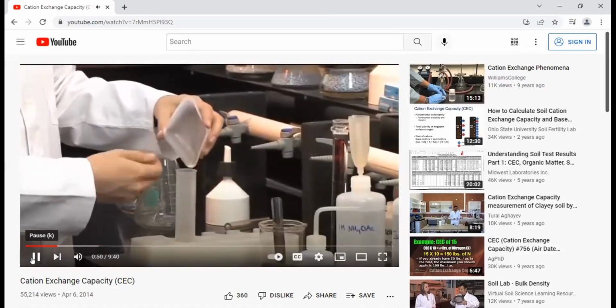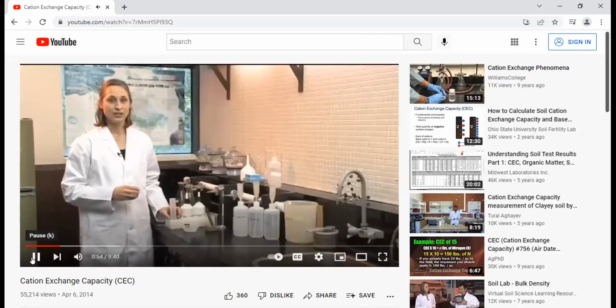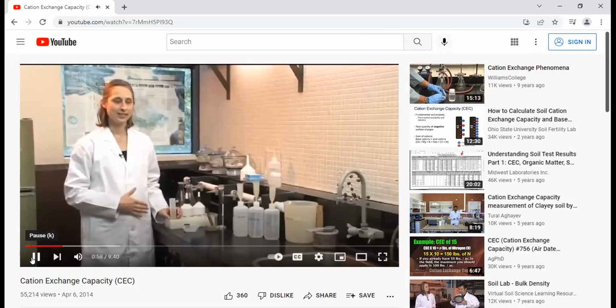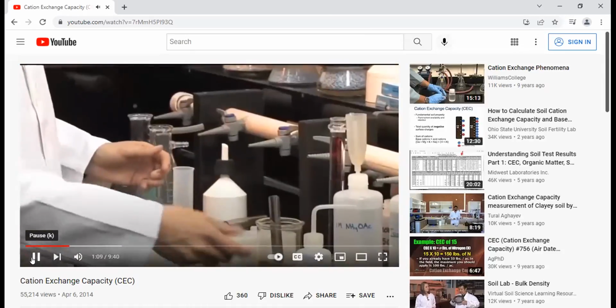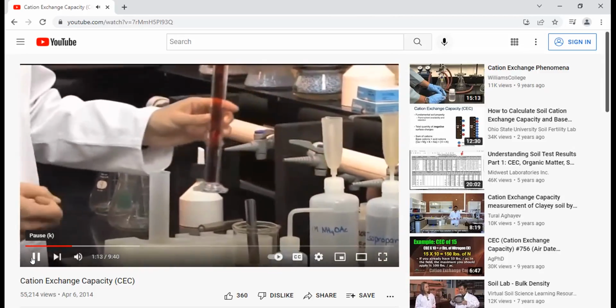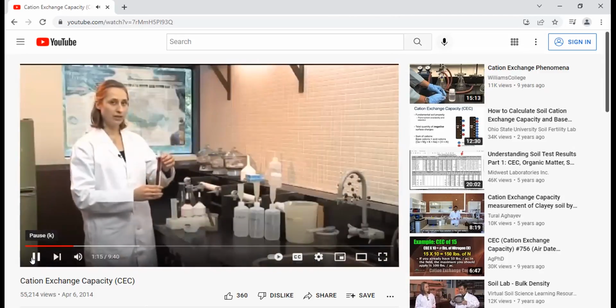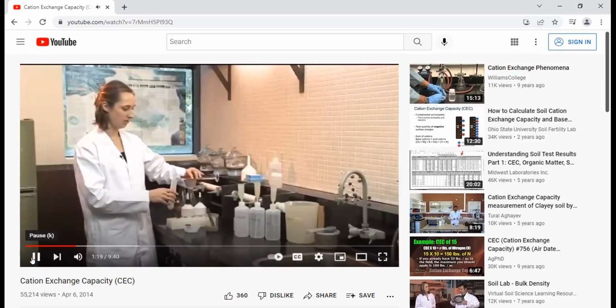The method that we're going to use is the ammonium acetate method. This is a fairly standard all-purpose method, and the solutions are buffered at a pH of 7. The ammonium ion is also a good ion to choose for replacing the other cations. I'm going to add my first extraction solution, which is the ammonium acetate. We're going to add 40 mils of the 1 molar ammonium acetate solution.